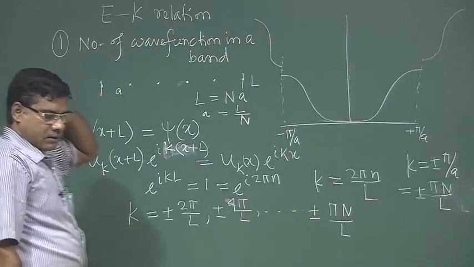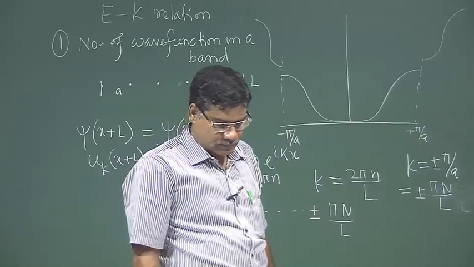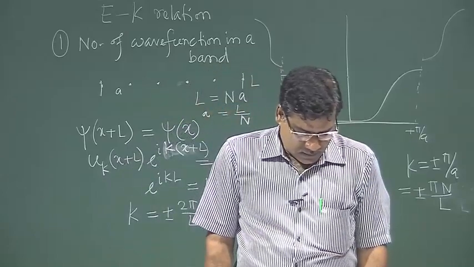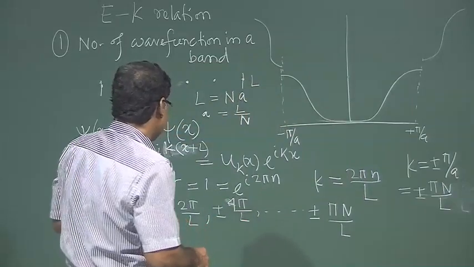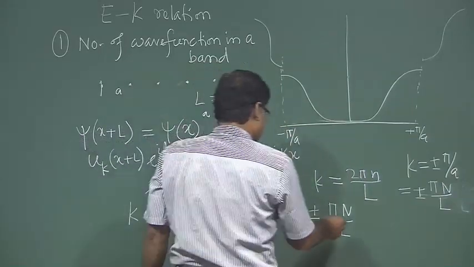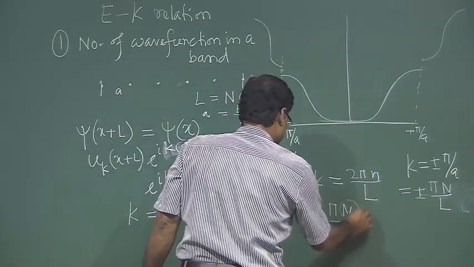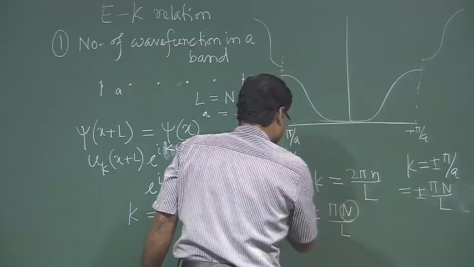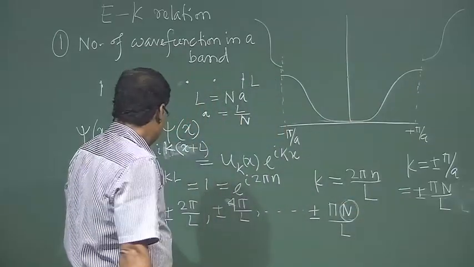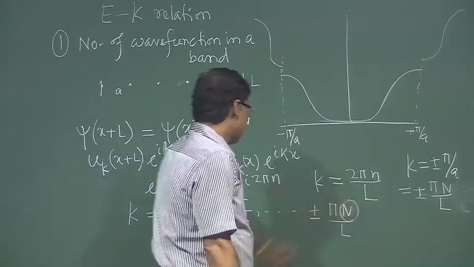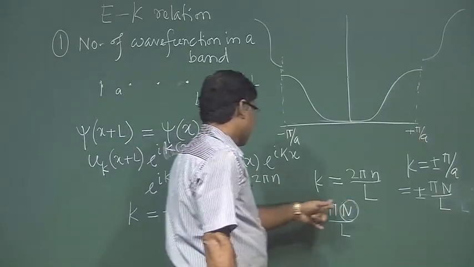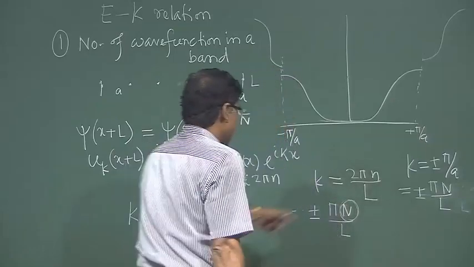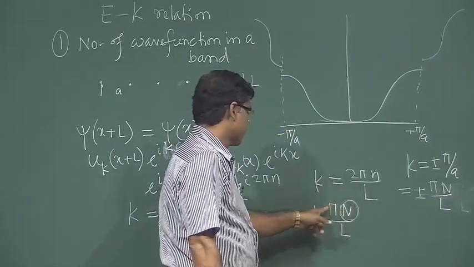So basically, here k can take a maximum of how many values? It can take a maximum of N by 2, right.